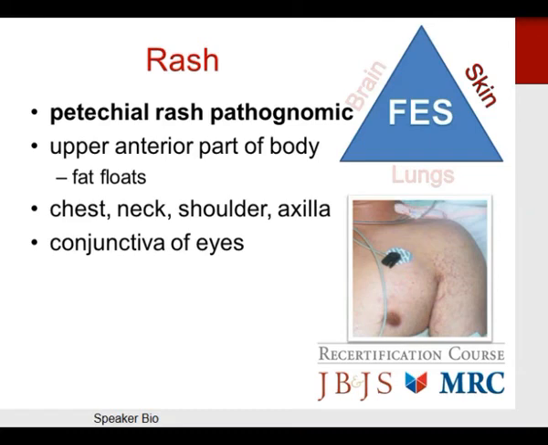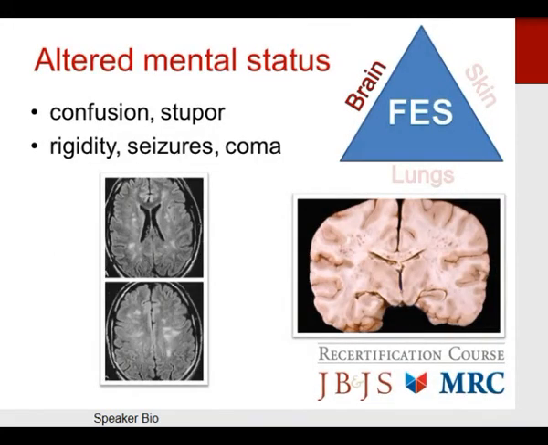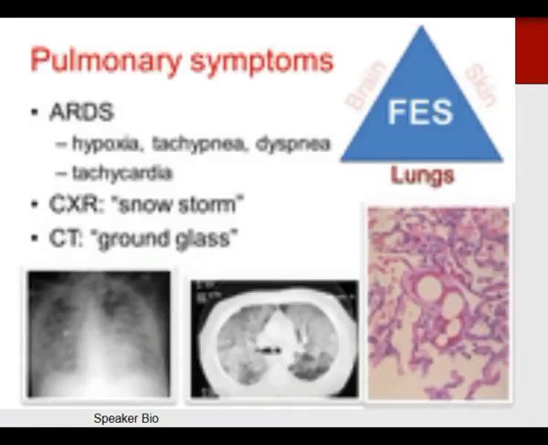The rash is pathognomonic for fat emboli syndrome. This occurs in the upper anterior part of the body because fat floats. So the patient will have basically a rash of their chest, their neck, their shoulder, and their axilla. Also, the conjunctiva of their eyes may show evidence of this fat emboli syndrome. Altered mental status, these are the neurological complaints. Patients will have confusion or stupor. In severe cases, you might have rigidity, seizures, or coma as the fat embolizes to the brain.